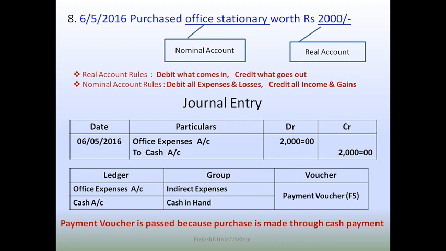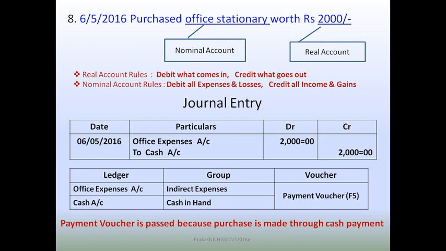And then the real account, which is cash. The real account rule says debit what comes in, credit what goes out. Cash goes out from the company, hence it is entered on the credit side.